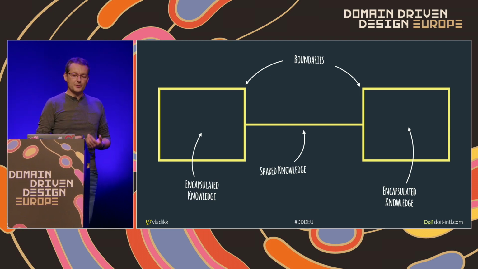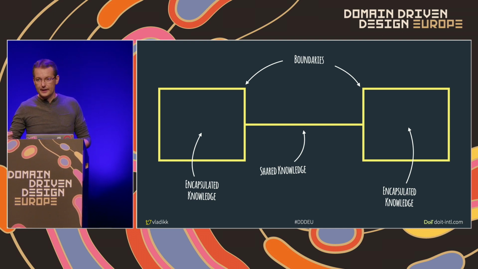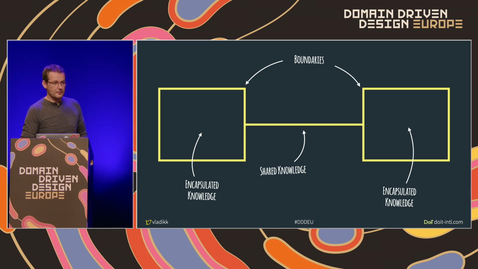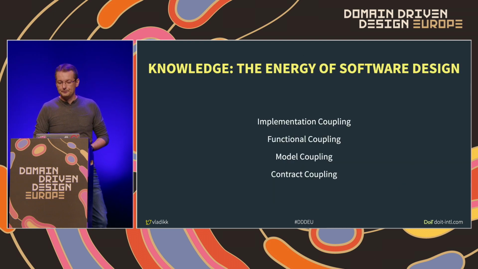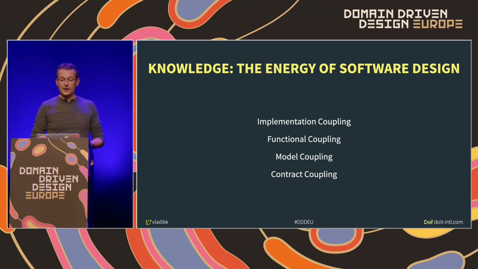The way two modules are integrated, or the amount of knowledge that is shared across their boundaries, has a profound effect on the design of a system. The more knowledge is shared, the more often the modules are going to have to change together. And we can roughly categorize the knowledge that can be shared across boundaries into 4 types: implementational, functional, model, and contract coupling.